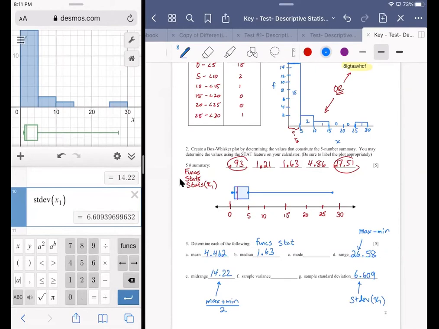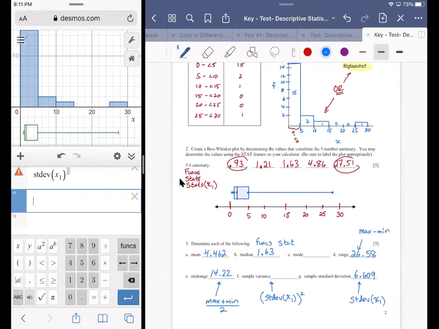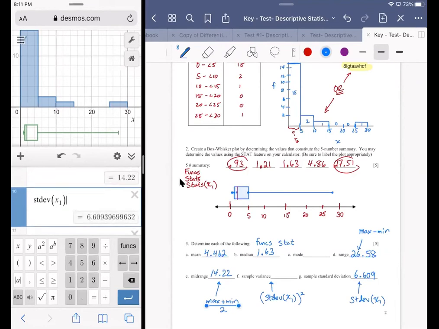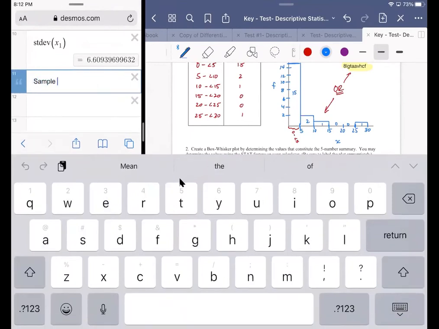Now the sample variance is the standard deviation squared. So this is what you get if you take the standard deviation of X1 and raise it to the second power. All right, so just do that. That's easy enough. But again, if you want to have some good looking work here, what you can do is throw in a little note that this is your sample standard deviation. You use abbreviations, those are fine.